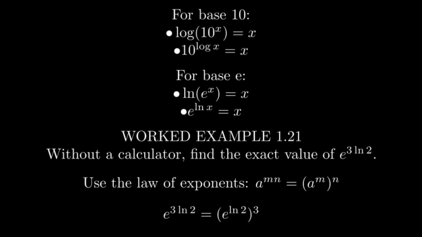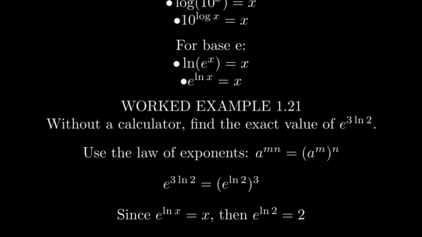So e to the power of 3 times ln 2 can be rewritten as e to the power of ln 2, with the entire thing raised to the power of 3. Now look at the expression inside the parentheses, e to the power of ln 2. This perfectly matches our inverse property, e to the power of ln x equals x. Using this property, e to the power of ln 2 simplifies to just 2.